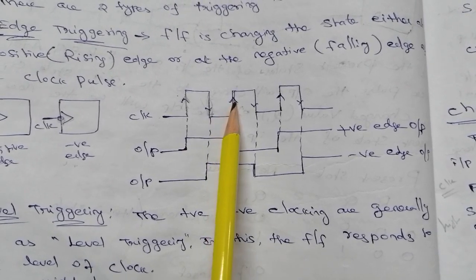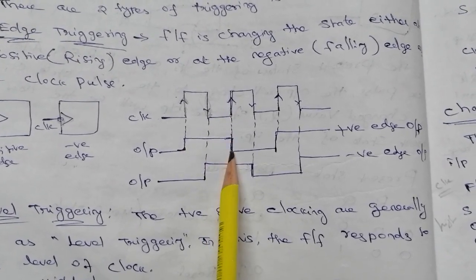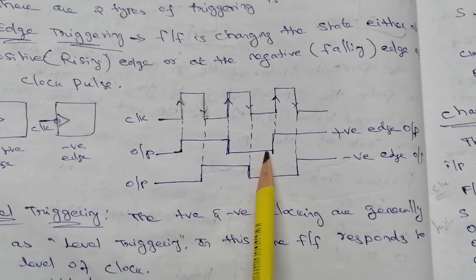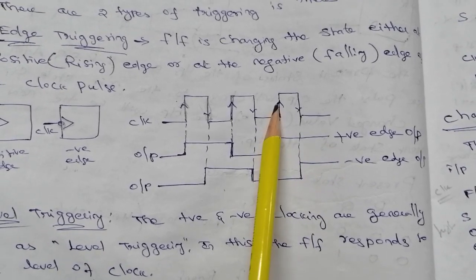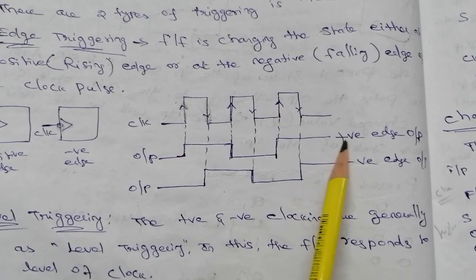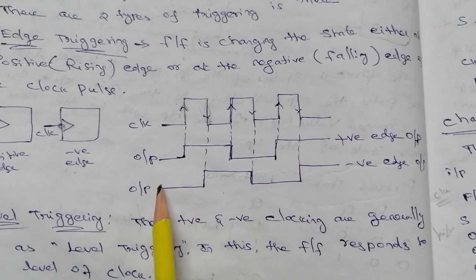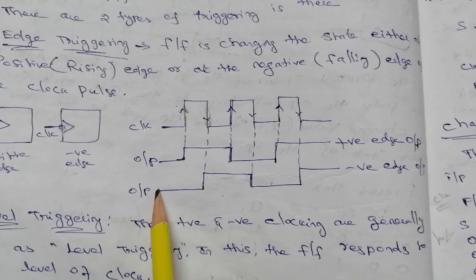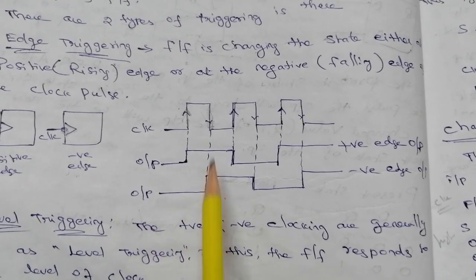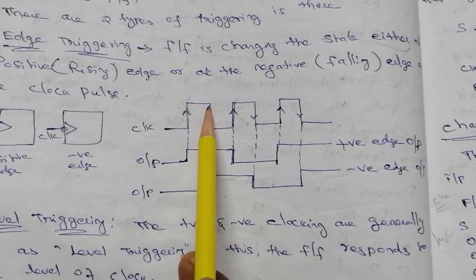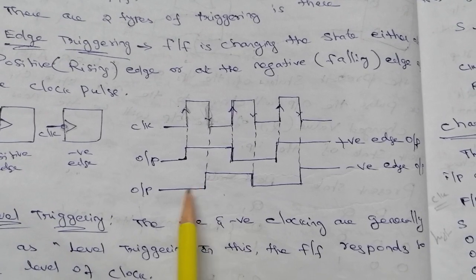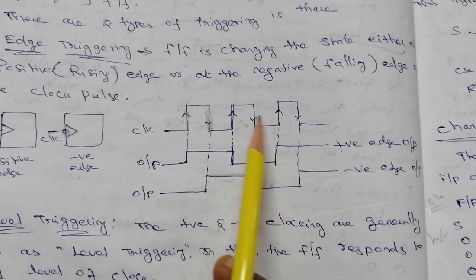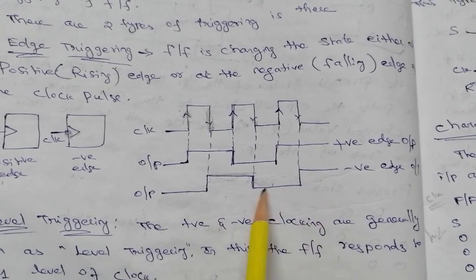When it reaches the positive edge, the output changes from 0 to 1, then 1 to 0, then again 0 to 1. It happens during the positive edge of the clock signal. So this is the positive edge output diagram, whereas this representation is the negative edge output. Initially the output is 0, and it is maintained at 0 until the clock signal reaches the negative edge. Once the clock signal reaches the negative edge, or falling edge, the output changes from 0 to 1. Again the output change occurs only during the negative edge, right? Is it clear?